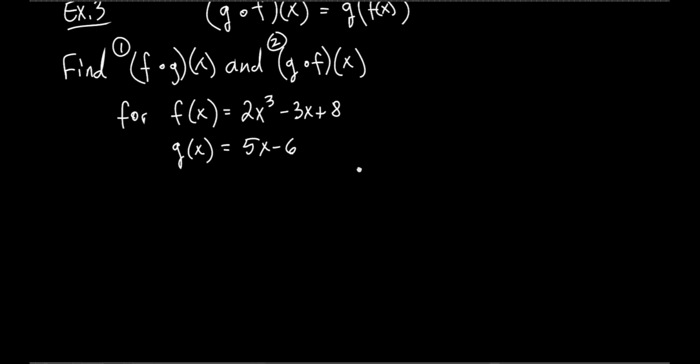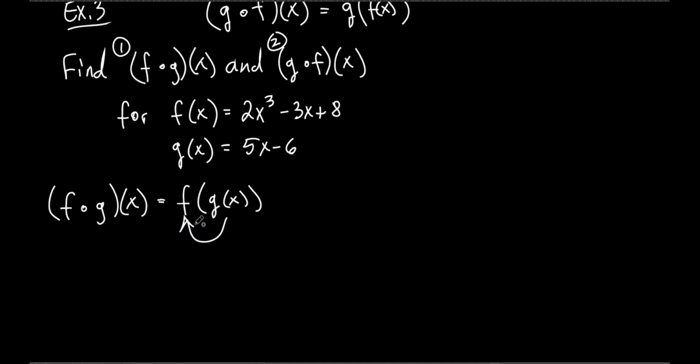All right? So let me just show you how we're going to set this up. Do you remember what f composition g of x means? You got it at the top of your notes. It's f of g of x. So what we're doing is we're taking the g function, we're putting it into the f function.